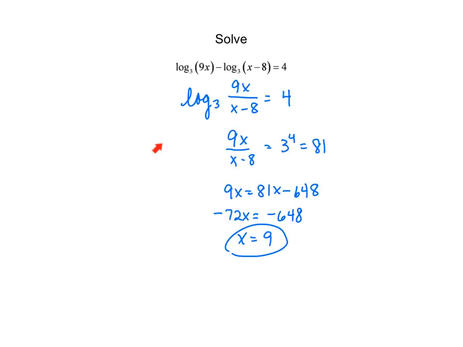Here is my solution. So I combined my log on the left-hand side, so I had the log of the quotient. This is a difference. The difference of the logs is the log of the quotient. I raised both sides with a base of 3, made both of these my exponents on a base of 3. So I got 9x over (x minus 8) equals 3 to the 4th, which is 81. And then I solved, and I ended up with x equals 9, and I made sure that my arguments remained positive.